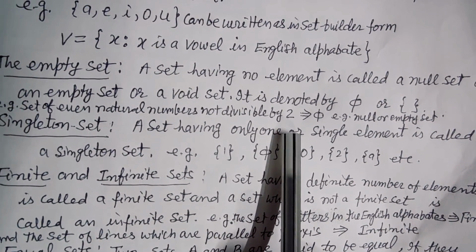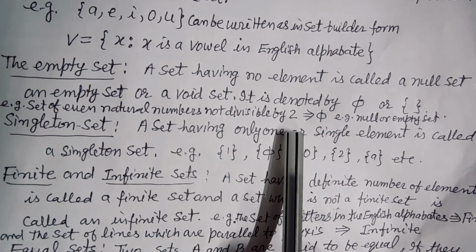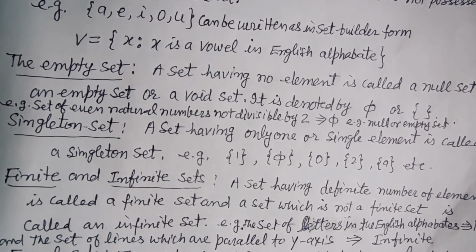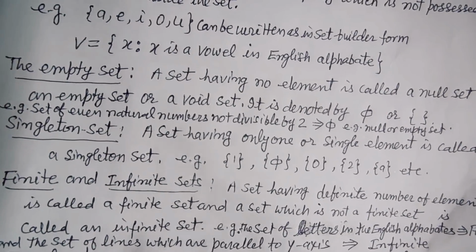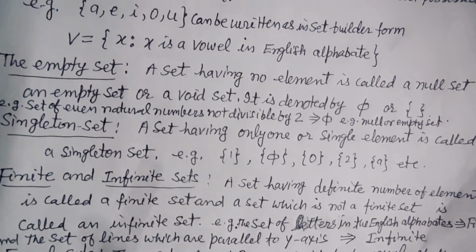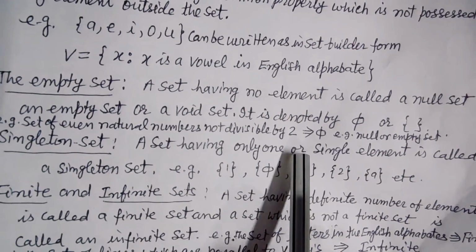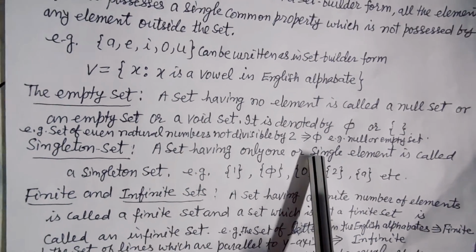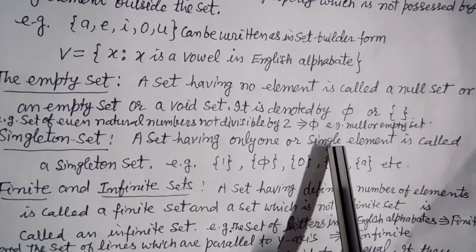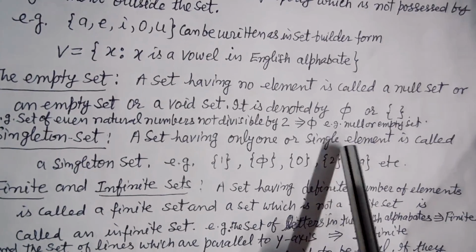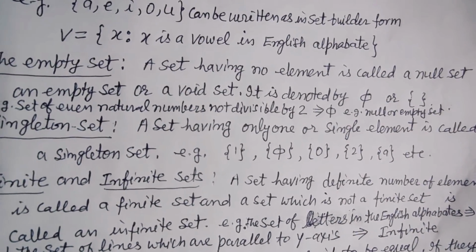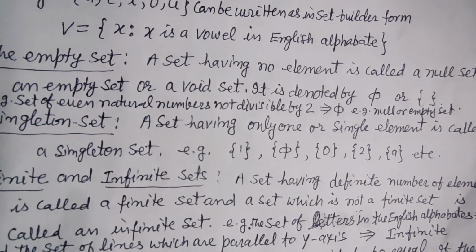For example, the set of even natural numbers not divisible by 2. So we consider here the even natural numbers which are not divisible by 2. We know that all even numbers are divisible by 2. Clear? So here it says not divisible by 2, so there is no element here. So we denote it by phi. That is the null or empty set. This is the example for the empty set.